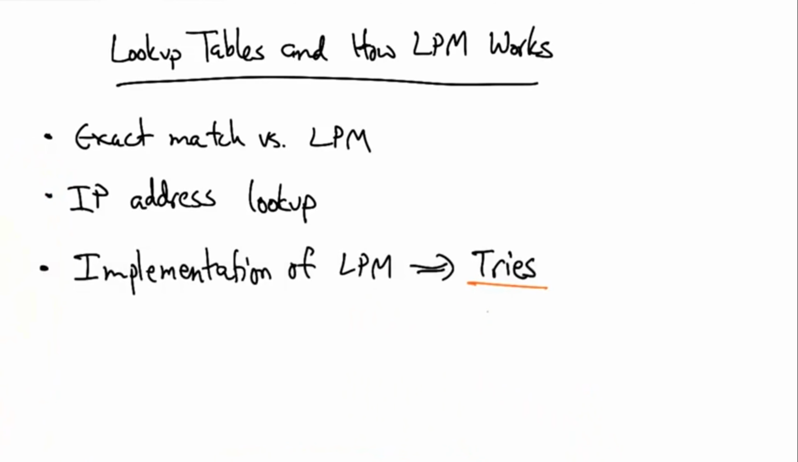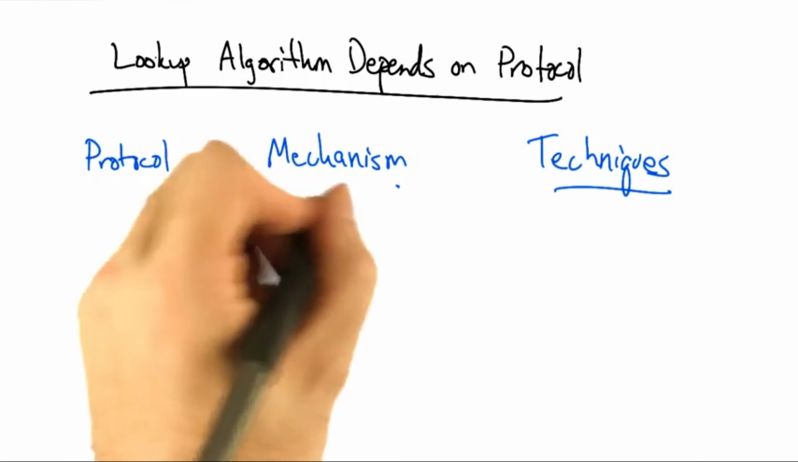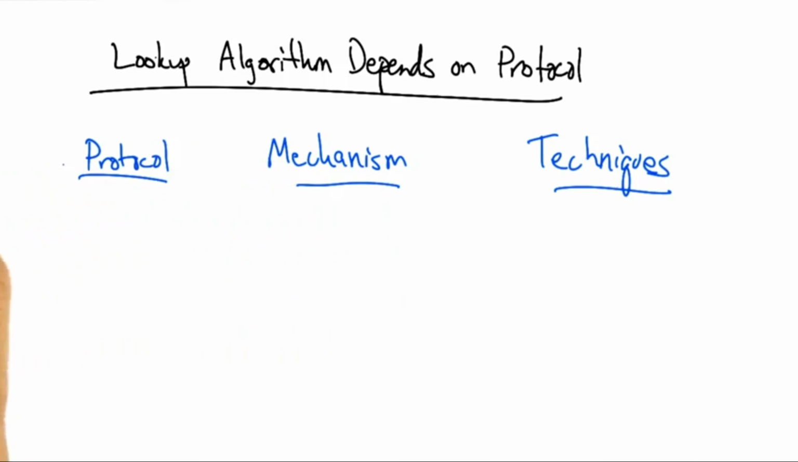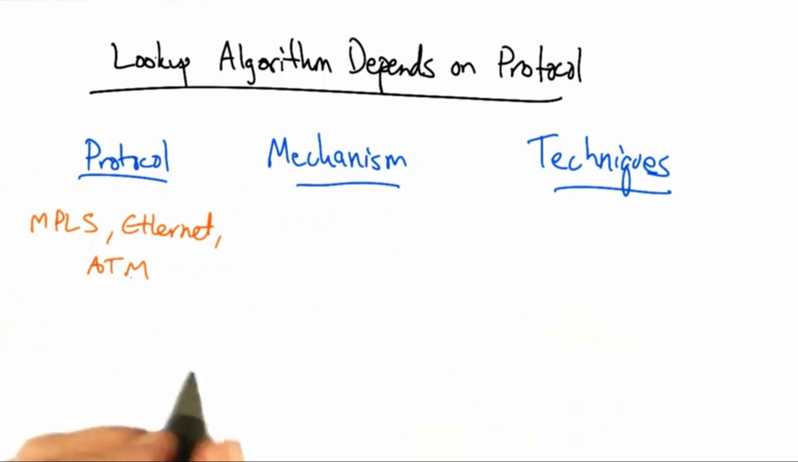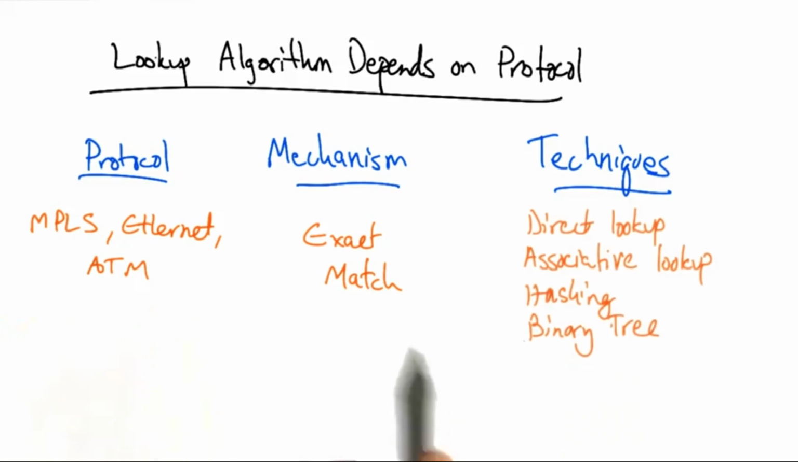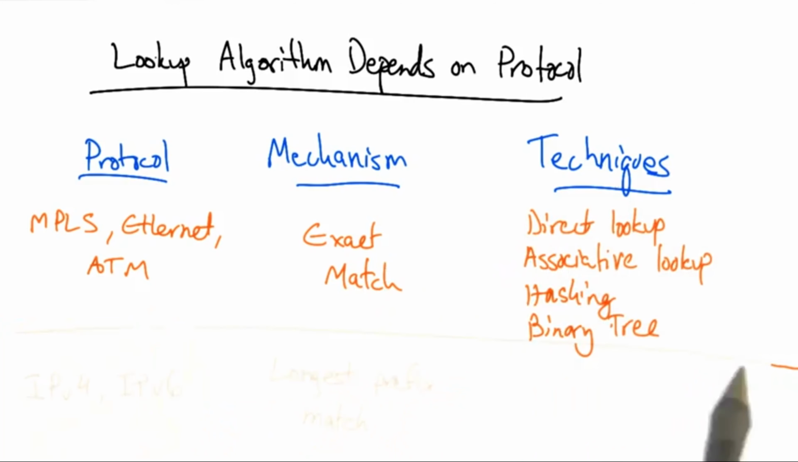So the lookup algorithm that a router uses depends on the protocol that it's using to forward packets, and the lookup mechanism might be implemented with a variety of different algorithms or techniques. For example, MPLS, Ethernet, and ATM use an exact match lookup. Exact matches can be implemented as a direct lookup, an associative lookup, hashing, or via a binary tree.